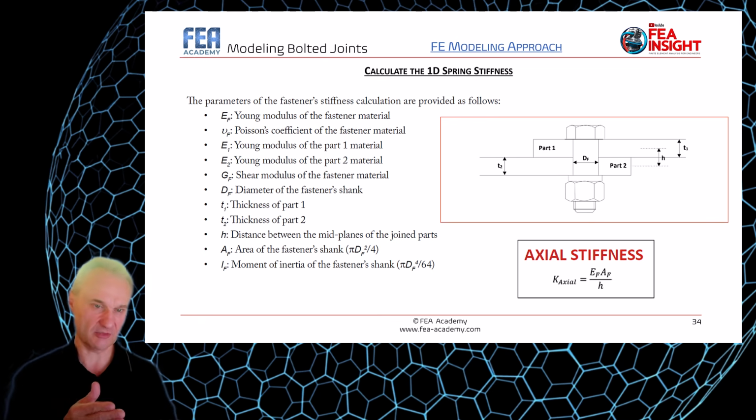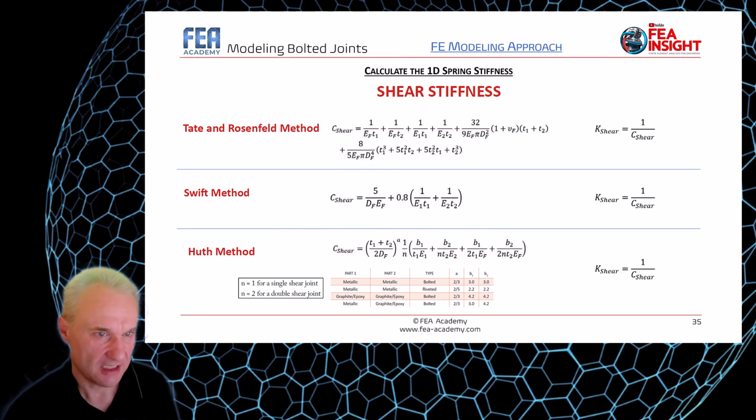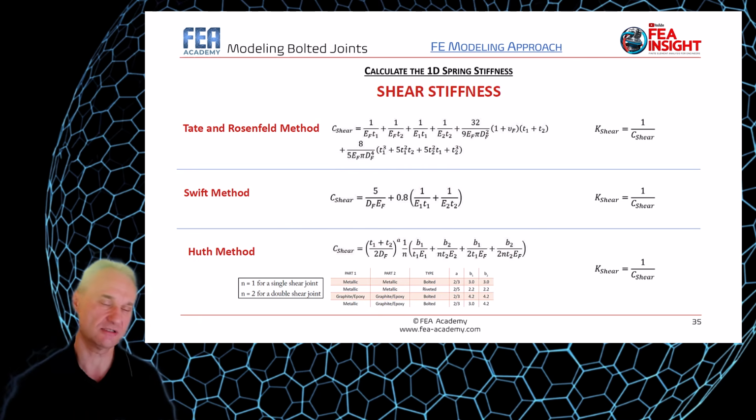Here, the Young modulus of the fastener, the cross-section of the fastener, and the distance between the two plates are involved in this calculation for the actual stiffness of the joint. Now let's discuss the shear stiffness. There are many empirical equations available in the literature to calculate the shear stiffness, but here I want to present the three most used methods: first, the Tate and Rosenfeld method, the Swift method, and the Hutt method.